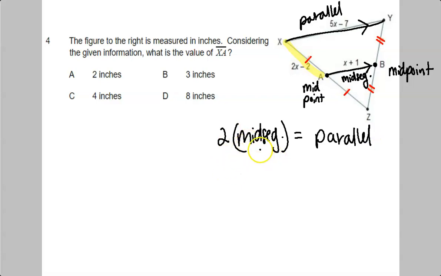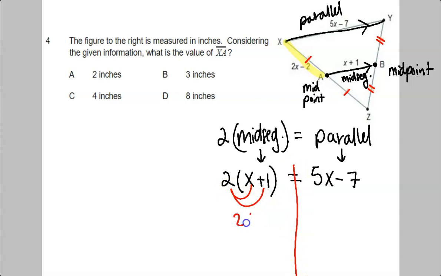So we need to now switch this into some math. Okay, well 2 times the mid-segment is x plus 1. And that's going to be equal to the parallel side, and the parallel side is 5x minus 7. Now that we have that set up, let's just do some algebra here. Distribute. So 2x plus 2, and that's equal to 5x minus 7. All right, we need to get x by itself, but there are 2 different x's that we need to bring together. I'm going to go ahead and subtract 2x and subtract 2x. So 2 is equal to 3x minus 7.